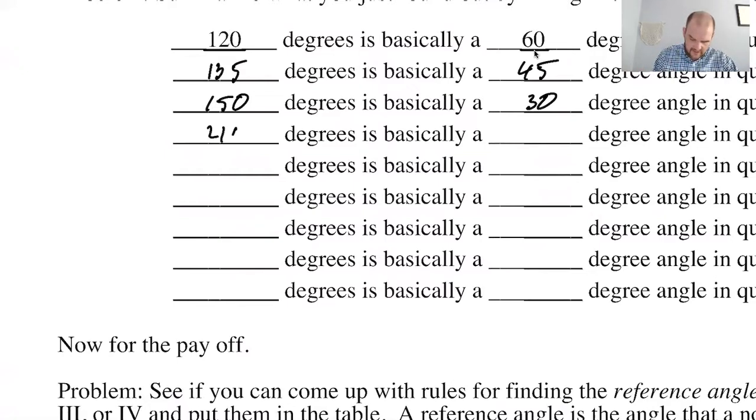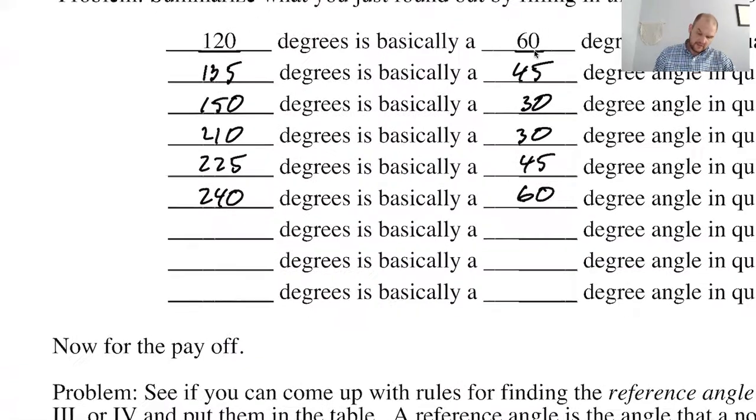So 210 degrees is 30. 225 is going to be 45. 240 is going to be 60. We skip 270, then we go to 300, which is 60, and then 315 is going to be 45, and then 330 is going to be 30.